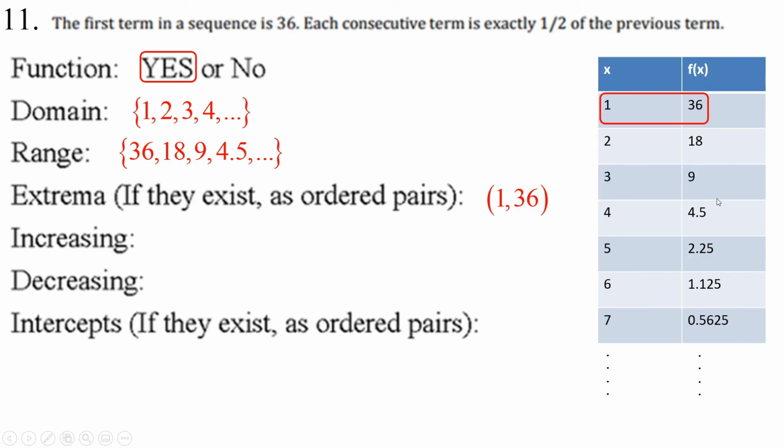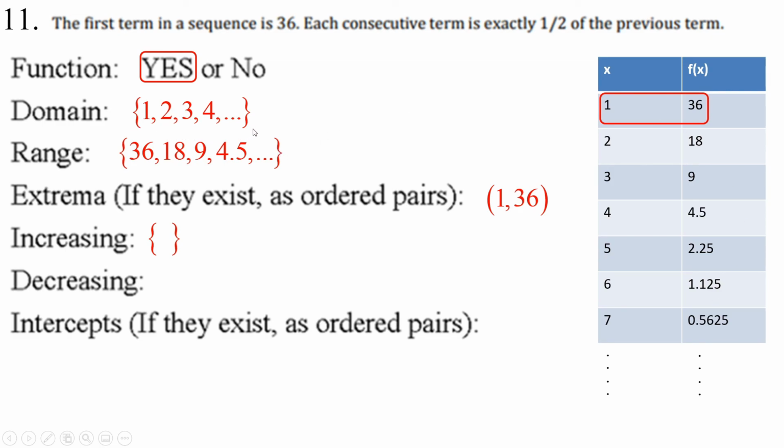Now, because I'm going on forever and ever and ever, I'm approaching 0, but I never get there. So there will be no minimum y value. Increasing. Well, look at those y's. We're never increasing. We are always decreasing. So increasing would be the empty set. Decreasing, I'm always decreasing. So I'm decreasing within my entire domain.